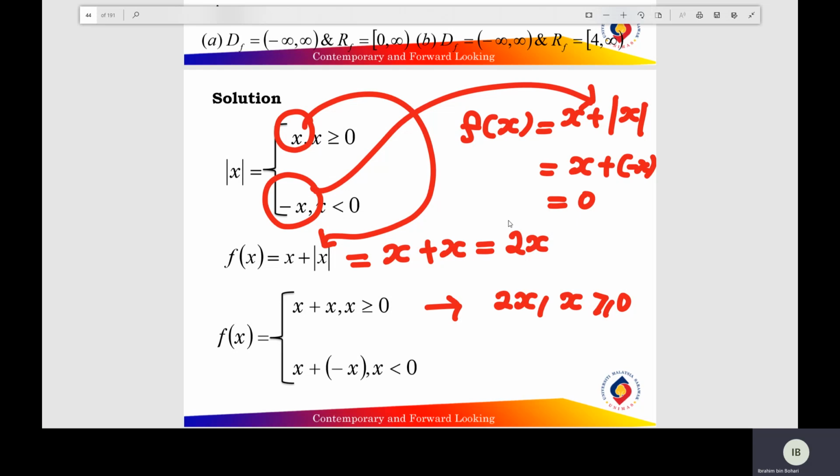Okay, so you substitute into the function x plus modulus x, and here you replace with negative x. So x plus negative x, and the function here f(x) equals 0. Okay, so you write down the function f(x) equals 0, and the domain of the function here is x less than 0. Okay, settle.